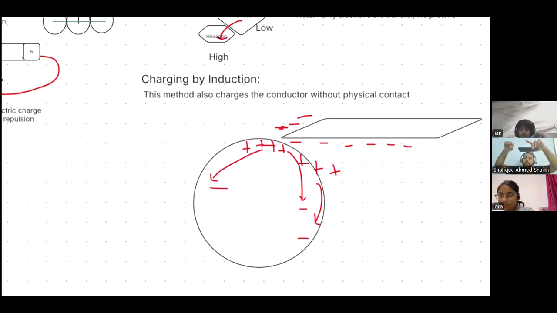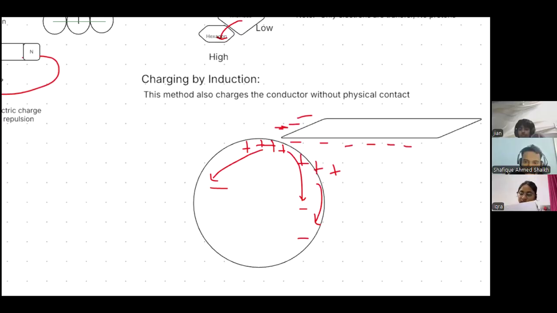Now after that you remove the hand and you keep those two rod and the sphere in the same position. Now slowly remove the rod also. So now only the positive charge will remain on the sphere and it will distribute evenly and it will become positively charged. Why does it become positively charged? Because listen, it's very simple logic.